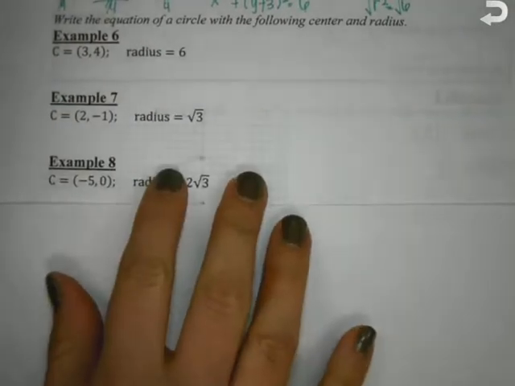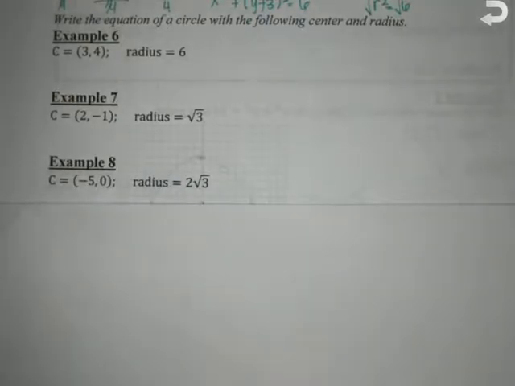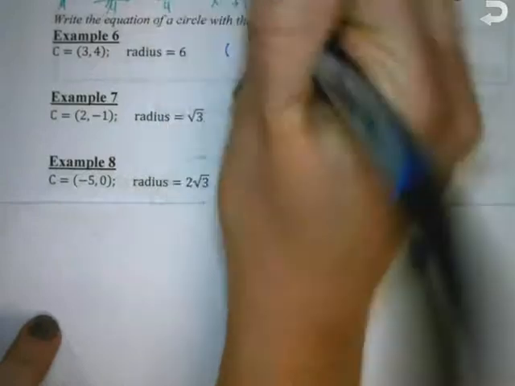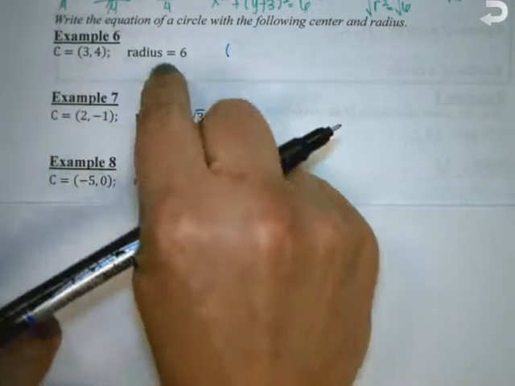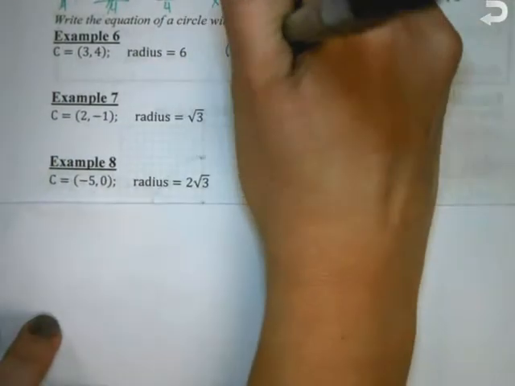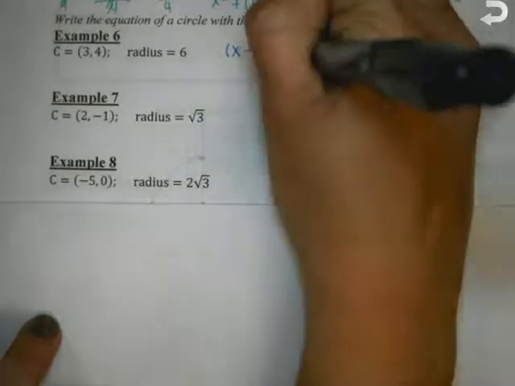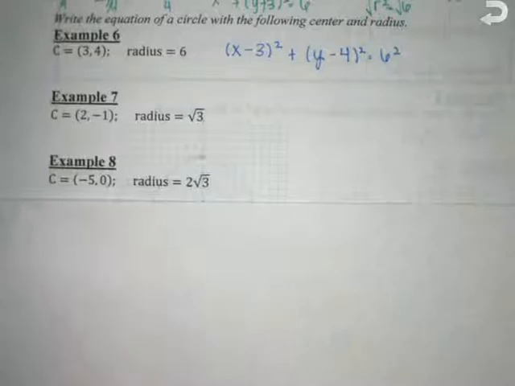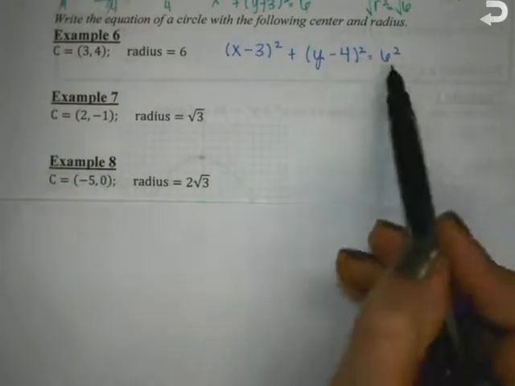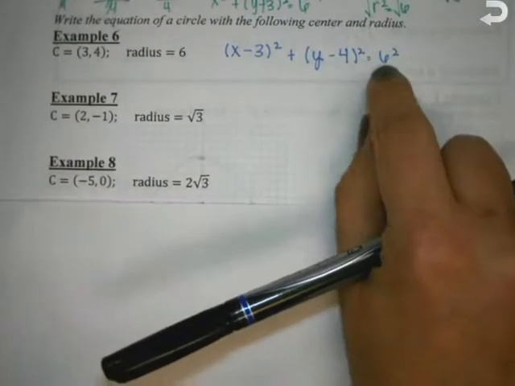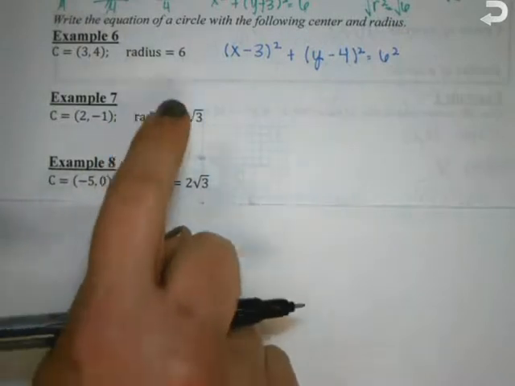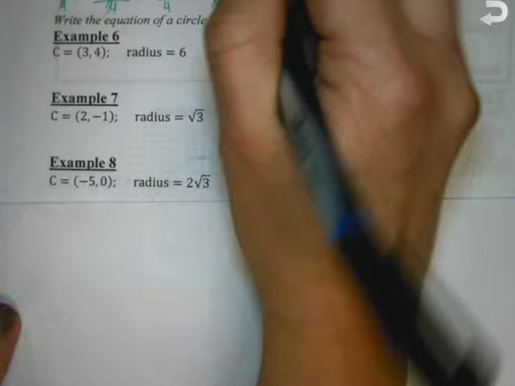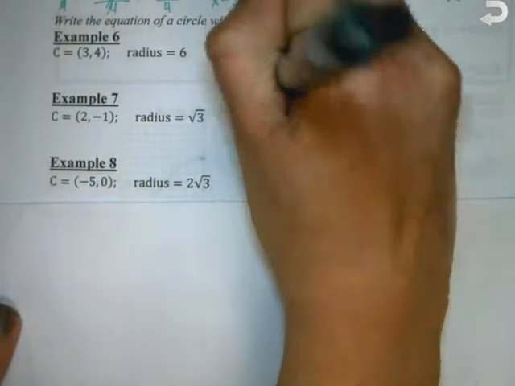We're going to get, the center is 3, 4, the radius is 6. So that's going to be x minus 3 squared plus y minus 4 squared equals 6 squared. And then we can simplify that 6 squared. The reason why I want you to write it like this, you will see in examples 7 and 8, but I want you to just plug it all in first and then you can simplify. Okay, so you're going to get x minus 3 squared plus y minus 4 squared equals 6 squared is 36. And that's your answer.